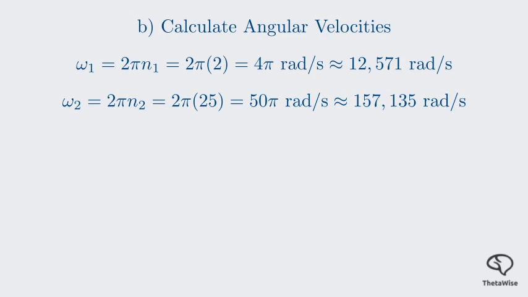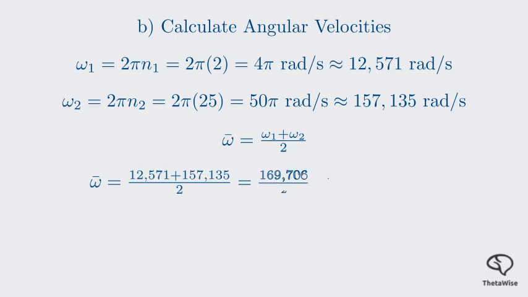This is simply the average of the initial and final angular velocities. The formula is omega bar equals (omega 1 plus omega 2) divided by 2. Plugging in our calculated values, we get (12.571 plus 157.135) divided by 2. This equals 169.706 divided by 2, which is approximately 84.853 radians per second.